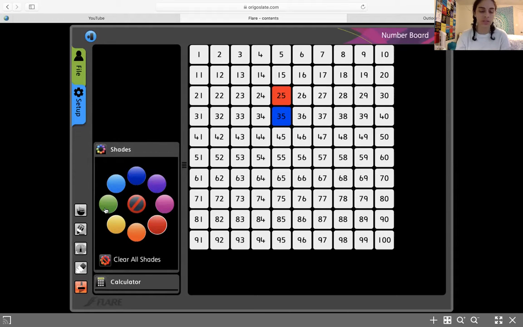Okay, now we're going to do 10 more. I'm going to use this green color to identify the number that is 10 more than 35. We already know that the 3 is in the tens place. When we took away 10, we subtracted 1 ten. Now we want to add 10, so we're going to add a 10 to the tens place. 3 plus 1 is 4. It would be 45. So 10 more than 35 is 45.